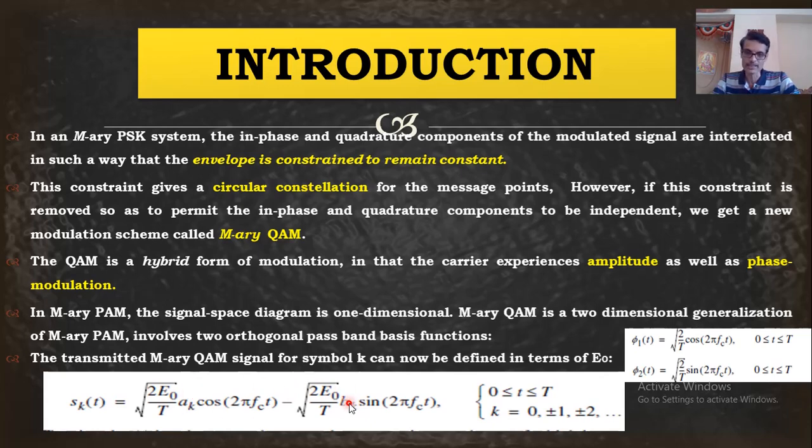I'll show you that in the next slide again. Whichever signal has the lowest amplitude, the energy of that particular signal is given by E naught. Fine.